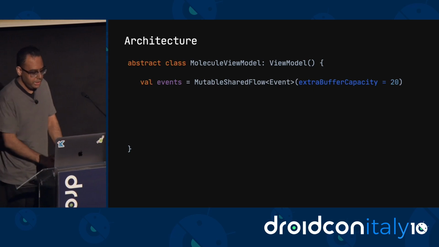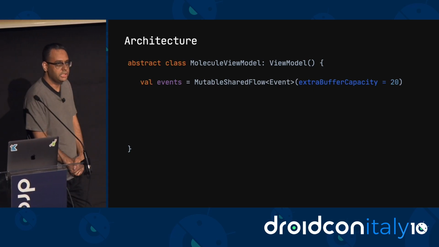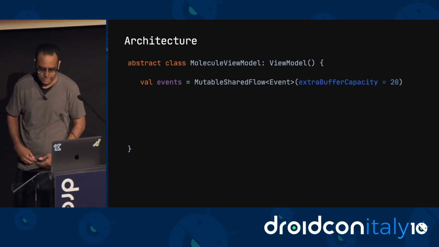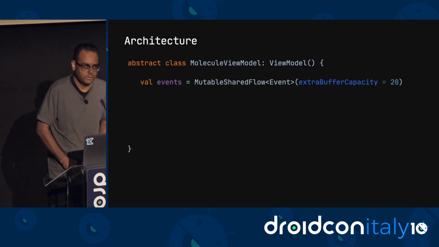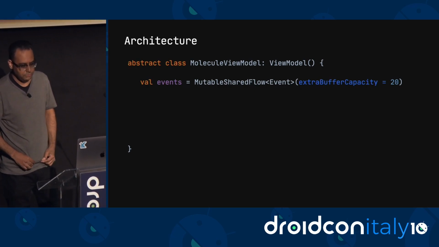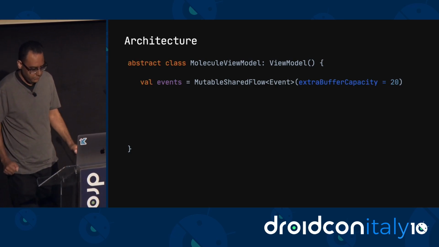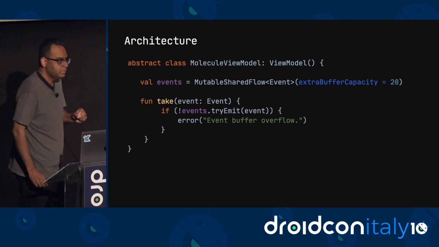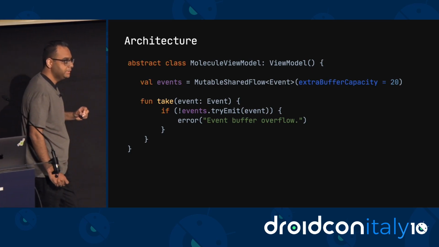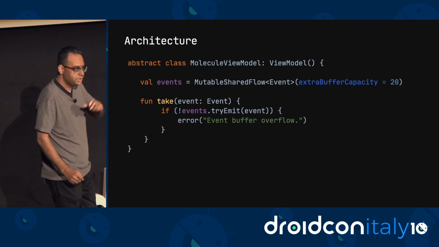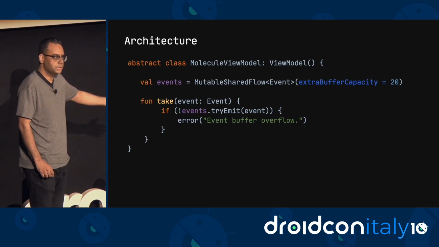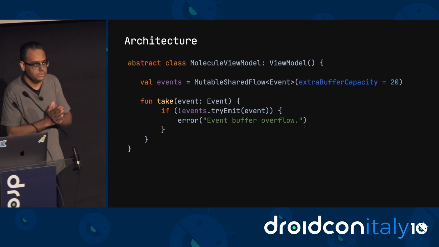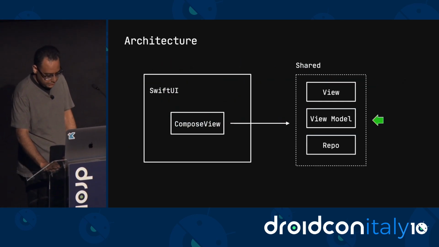I am going to create, not a state flow, a shared flow. A shared flow has differences from a state flow. This has an extra buffer capacity, and there's a way to handle overflows when you fill all that up. And I'm going to create a method that I'm going to call from my view that basically listens to where you push state events to my composable function. And there's a way to listen to this in my composable function using Molecule. Let's look at that.